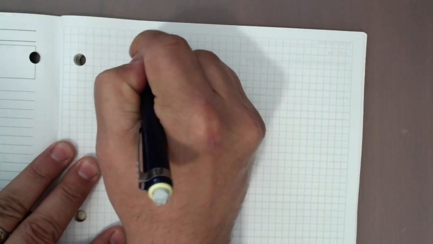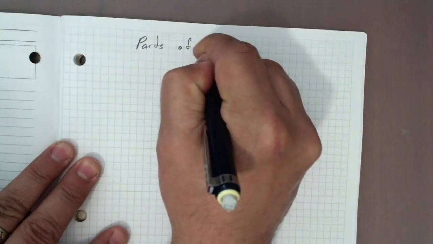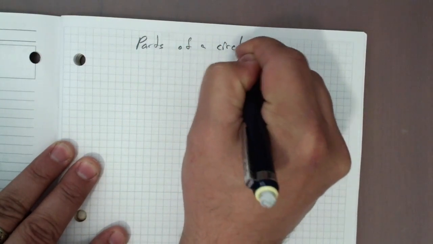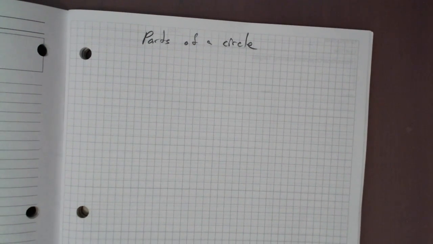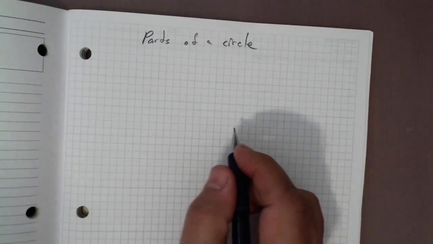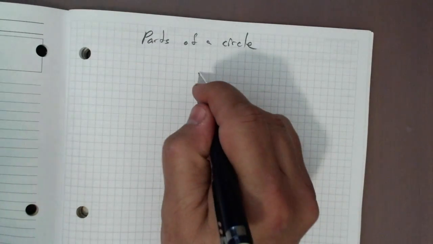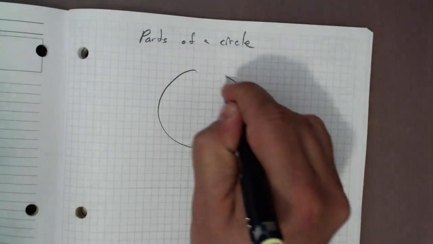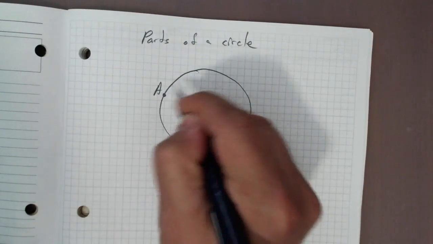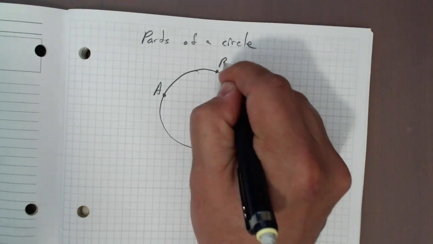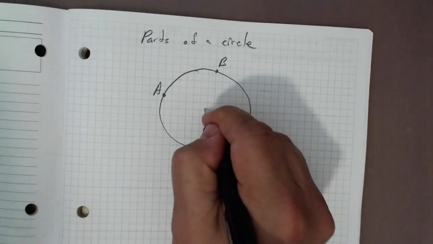All right, let's continue with the parts of the circle. Now, when we talk about the parts of the circle, we already talked about what a central angle was, what a major arc was, a minor arc. Now we're going to talk about the distance around the circle and a portion of that distance around the circle and a portion of the area of the circle.